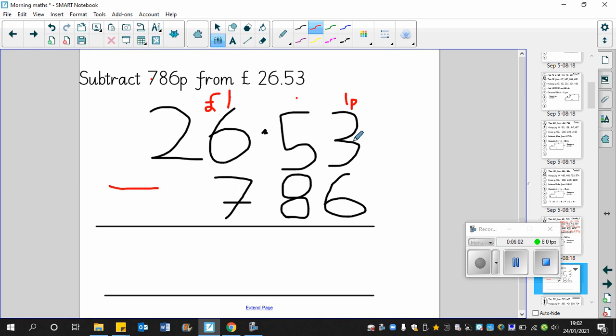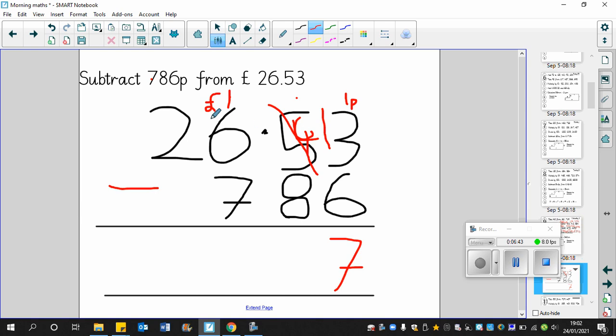Now, the actual subtraction itself shouldn't be too difficult. 3 take away 6, well, we can't do 3 take away 6, so we are going to need to exchange. The 5 becomes a 4. There were 5 10-pence pieces, now there's only 4 10-pence pieces, and we'll put a 10-pence piece in this column here. So if there's a 10 and 3 ones, that makes 13p. So 13 take away 6 is of course 7. Now 4 take away 8. This of course is 4 10 pences take away 8 10 pences, which is 40 take away 80.